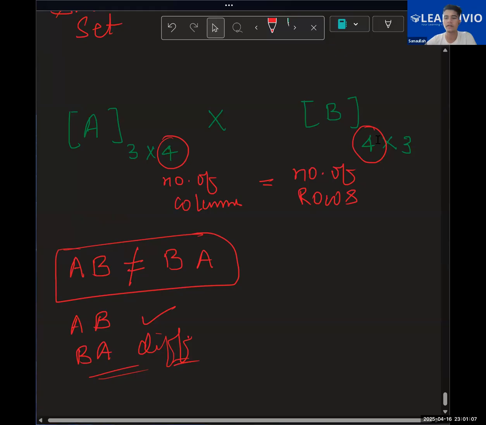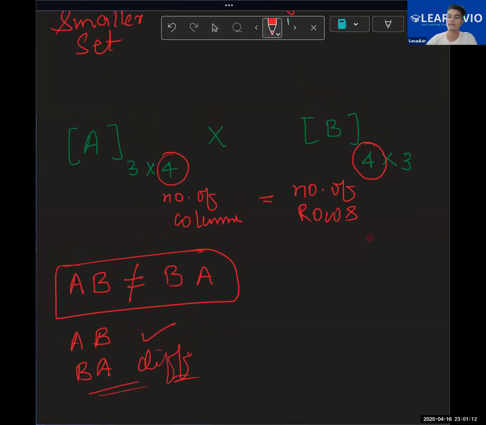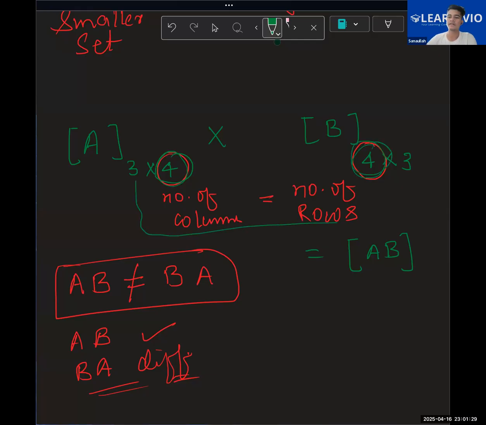If you're having four here, then you should have four here. And what will be the order of the resultant matrix, that is the AB matrix? इस matrix का resultant क्या होगा? See, this four and this four must be the same. So what is left is three and three. So three rows and three columns. Is it clear? Yes, sir.